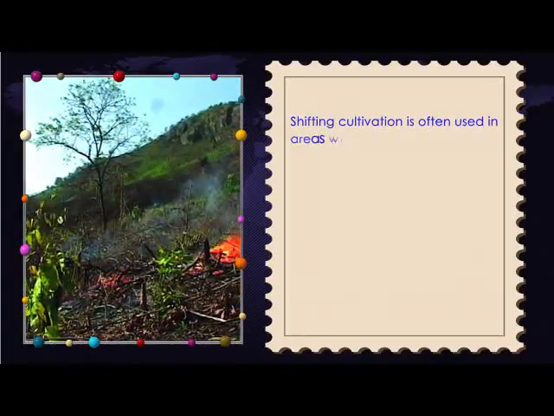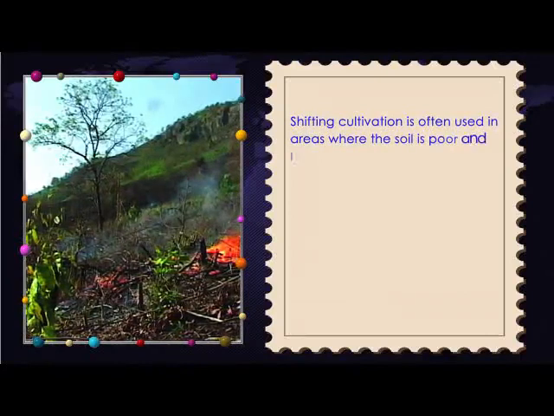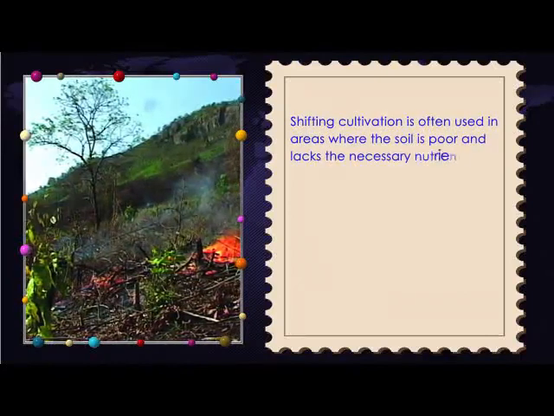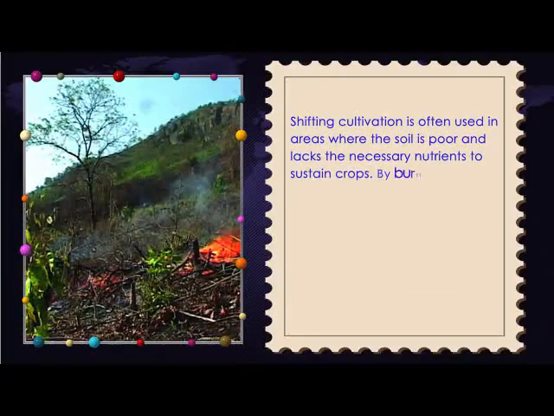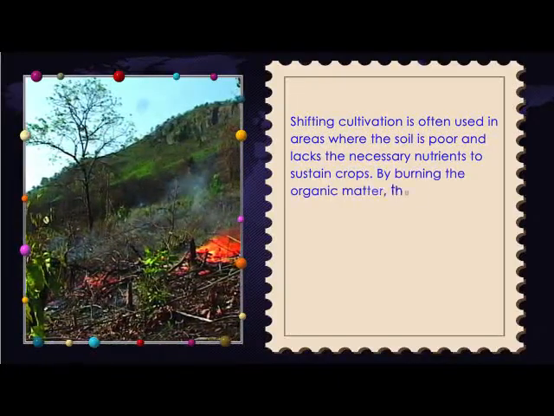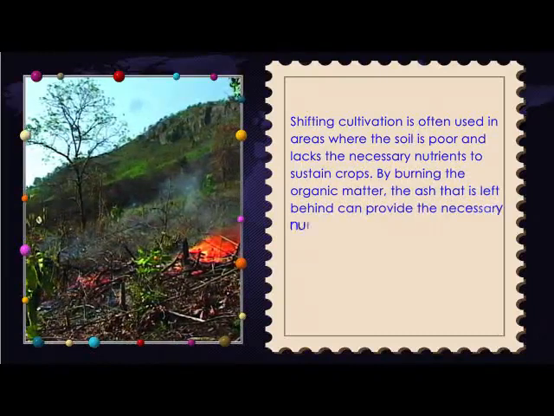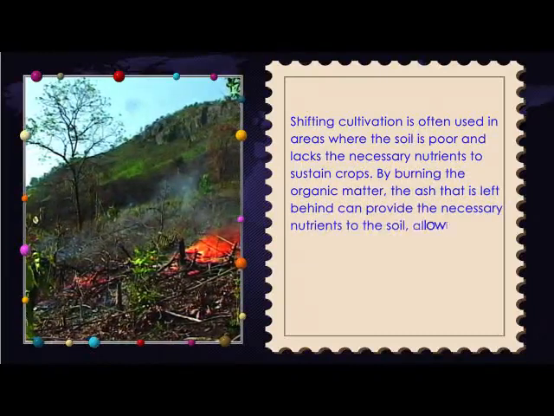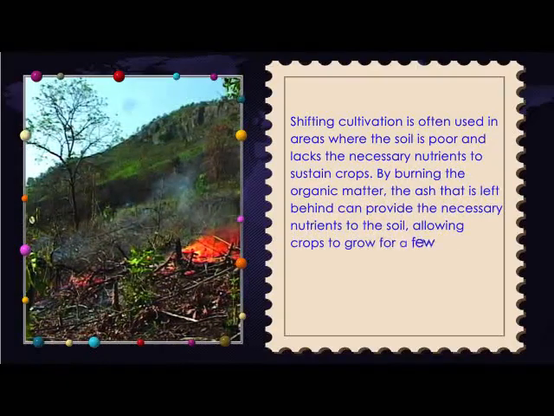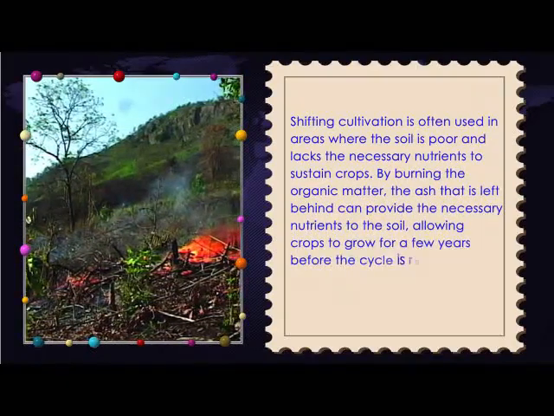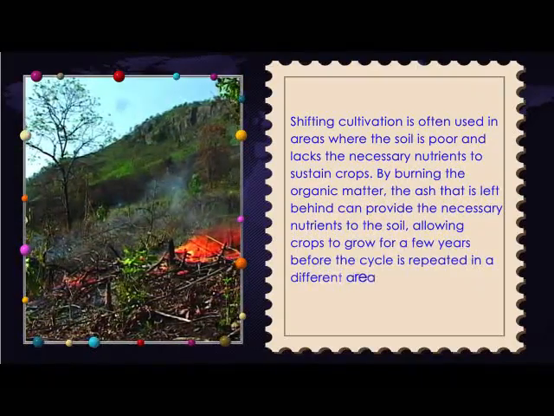Shifting cultivation is often used in areas where the soil is poor and lacks the necessary nutrients to sustain crops. By burning the organic matter, the ash that is left behind can provide the necessary nutrients to the soil, allowing crops to grow for a few years before the cycle is repeated in a different area.